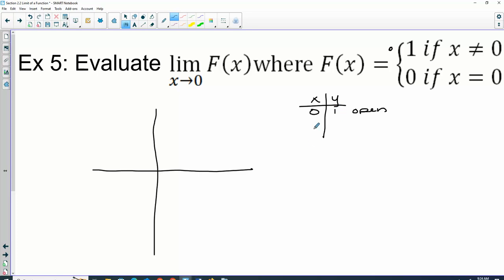And every time we're getting out 1. And we use this piece for everything except 0. So we could put in 1, we could put in -1. We're always getting 1 out. So 0, 1 is an open circle. 1, 1 is closed. -1, 1 is closed. It's just a line with a hole in it. What is 0 if x equals 0? Yep, just a point at 0, 0.